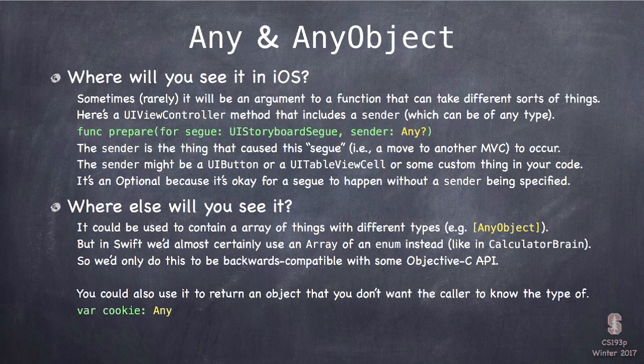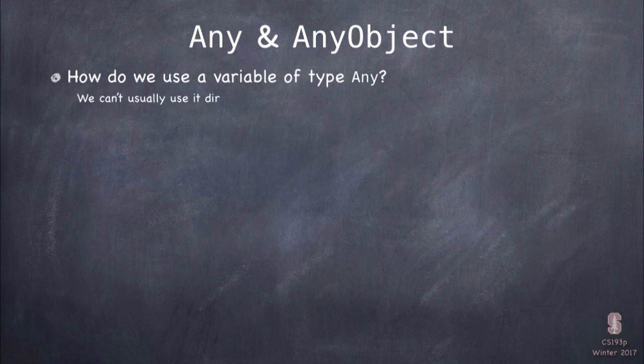Another thing you could possibly use any for is for a cookie, right? Some piece of data that you're giving out that you don't want people to know what class it is. And they're just going to give it back to you at some point, and you'll do something with it, and only you know what it is. So, you know, an opaque type, you could use it for that.